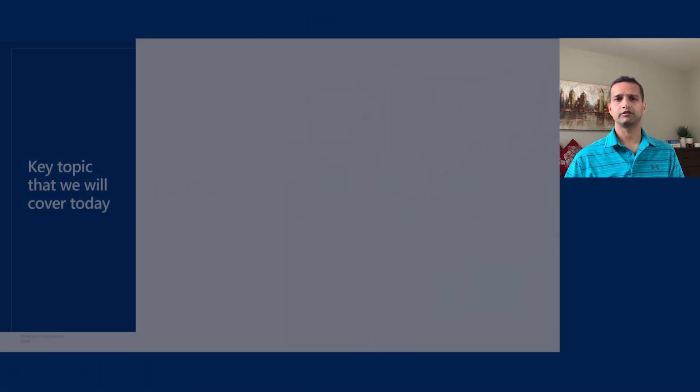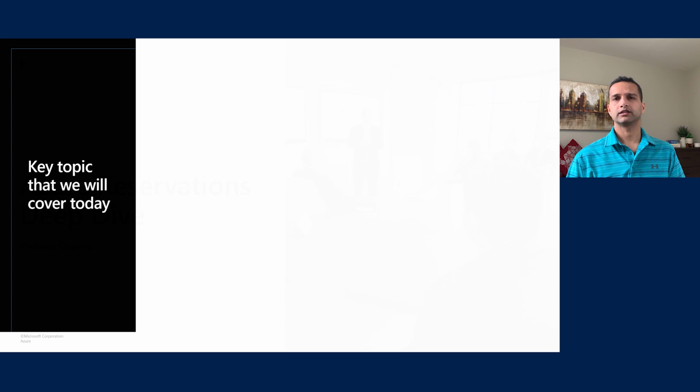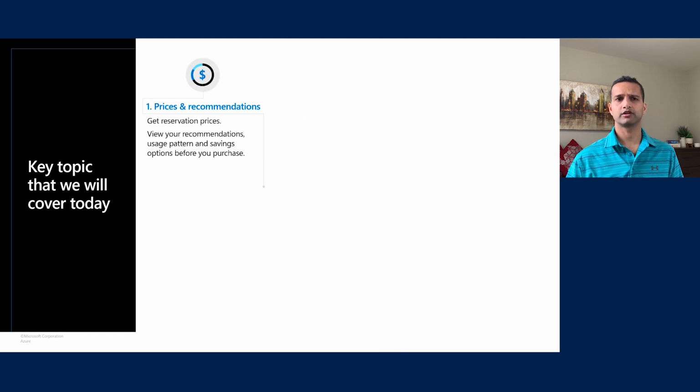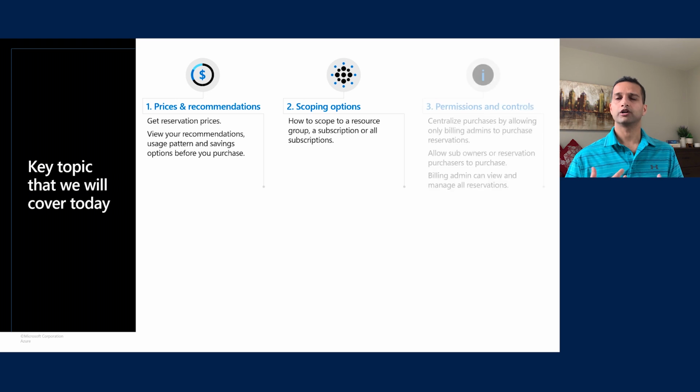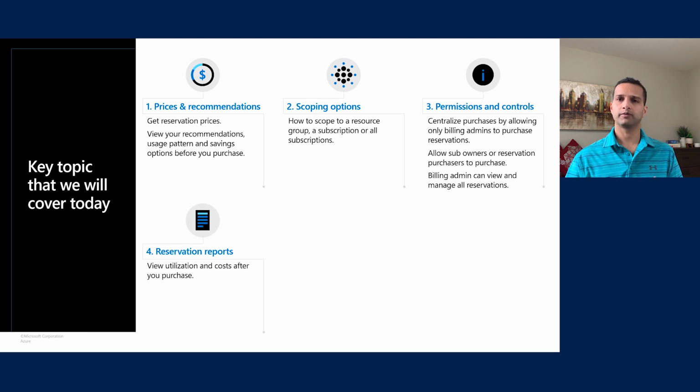So key topics that we will cover today: how to get prices and recommendations for the reservation purchase, what are the scoping options with the reservations, what are the permissions and controls related to reservation purchase, who can manage, and what if you want to disable or enable reservation purchases in your organization. Reservation reports. After you've purchased a reservation, you want to see the utilization, you want to see the cost management reports. We are going to cover that.